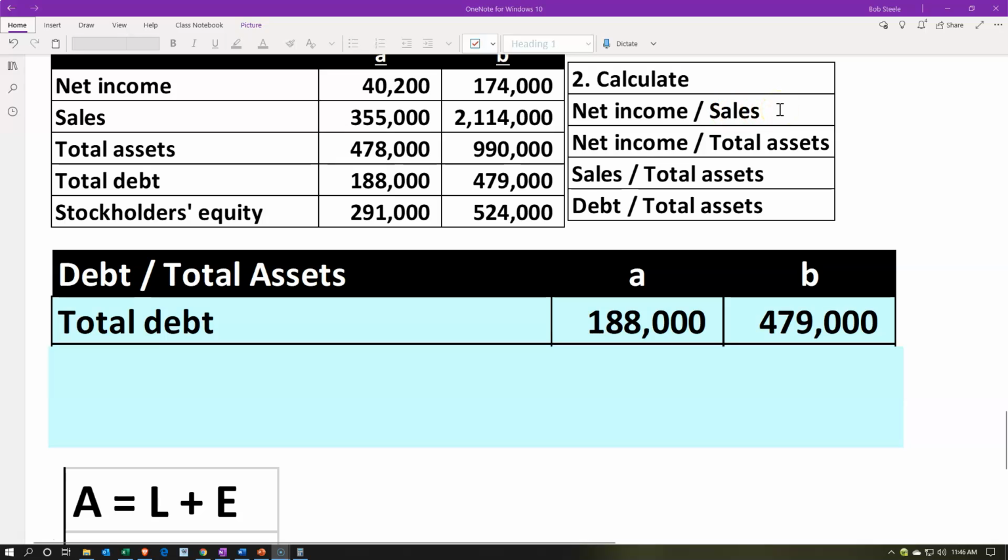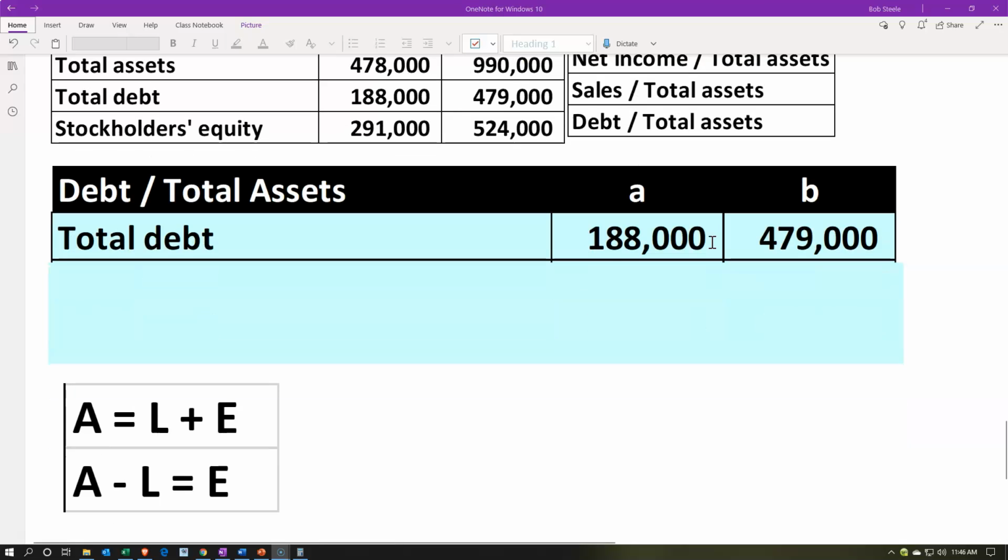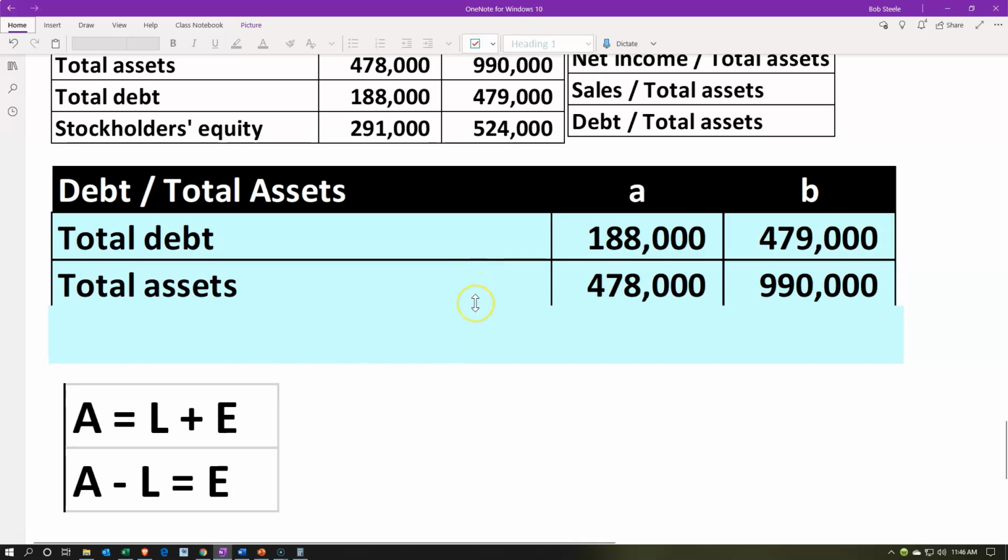You could say, well, it's net income to sales. I'm comparing net income to sales. That way you're just saying exactly what you're doing, which might be even more clear to do. But in any case, we're going to say that the debt to the total assets. And so we're going to compare, of course, the debt or the liabilities compared to the total assets here.